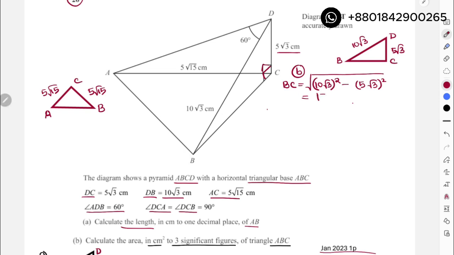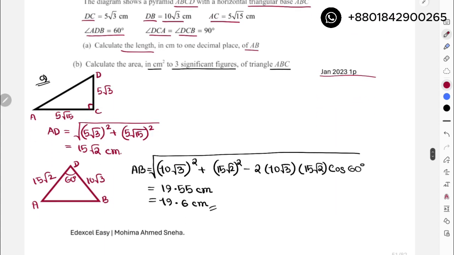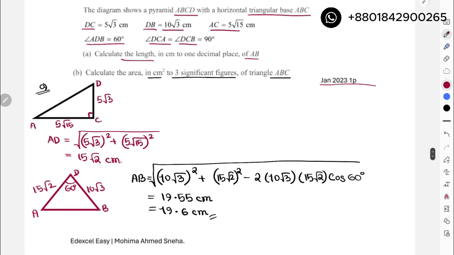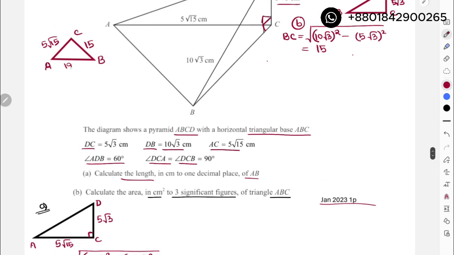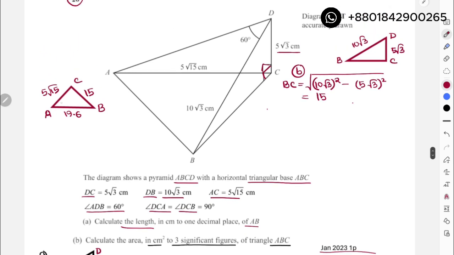That is going to be 15 here, not 5 root 15. This is just 15. And for AB, we get an approximate value of 19.6. So I'll just take it as 19.6. Now in this situation, since I have the length for all three sides of this triangle, I'll use the formula S equals A plus B plus C divided by 2, where A, B, C are the corresponding lengths of the three sides of the triangle.